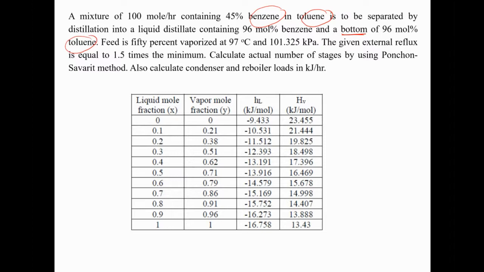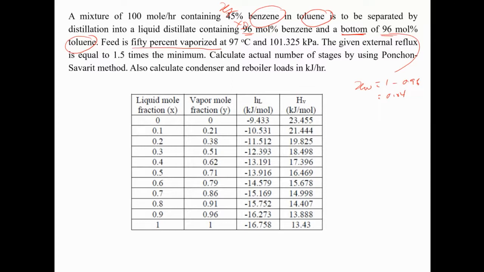So I have X feed here. I have XD here. I have 1 minus XD here. So now from this one, I can say XW is 1 minus 0.96, which is going to be 0.04. Feed is 50% vaporized, and this is the major source of error for most of the students.